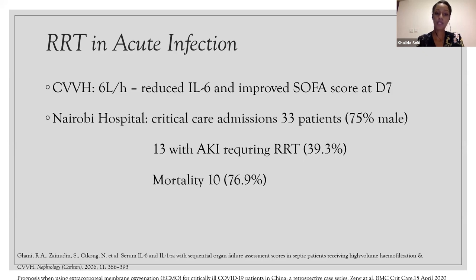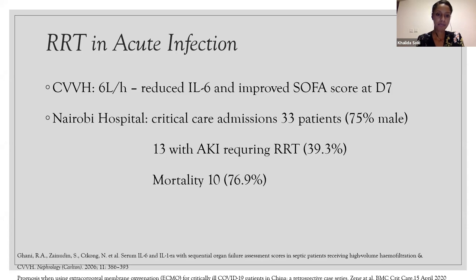And out of this, 11 patients were on mechanical ventilation. And of those 11 patients, all of them required renal replacement therapy, and that was 39.3%. Out of the 11 patients that required mechanical ventilation, mortality was actually 10 out of the 11. So 10 out of 13 in terms of the AKI, mortality was 76.9%, but out of those who actually required renal replacement therapy, that was 10 out of 11, mortality was actually 88%.